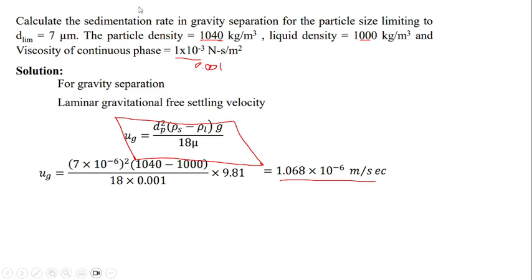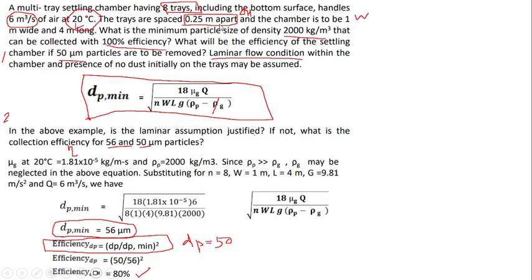Next is the sedimentation rate calculation. This is for gravity settling. By using the Ug formula, which is Ug equal to dp square into (rho s minus rho l) into g divided by 18 mu, you can calculate the sedimentation rate. So this is for gravity settlers.